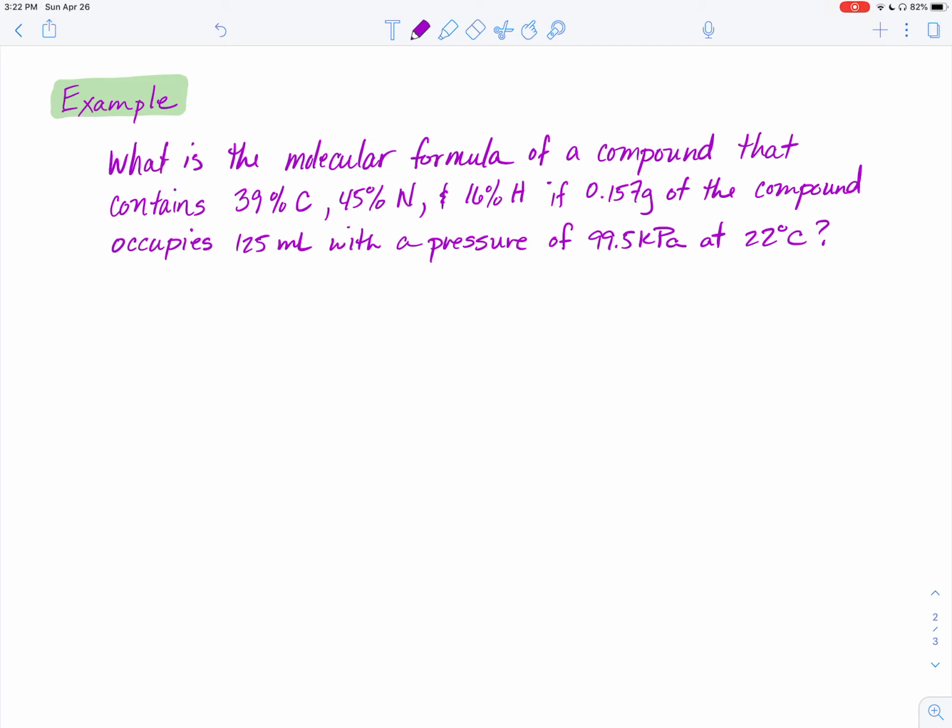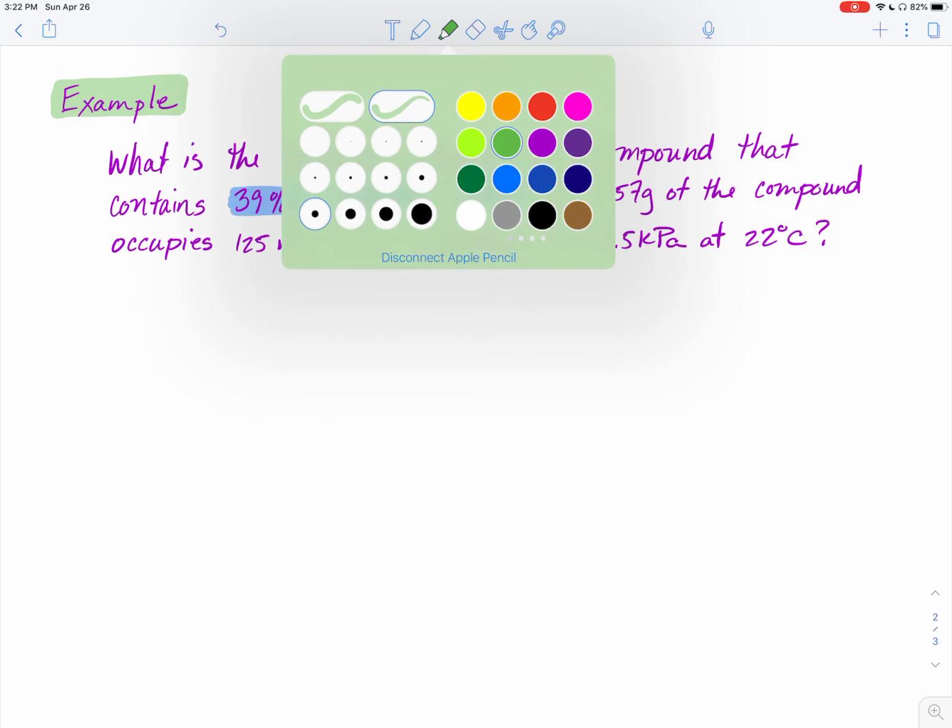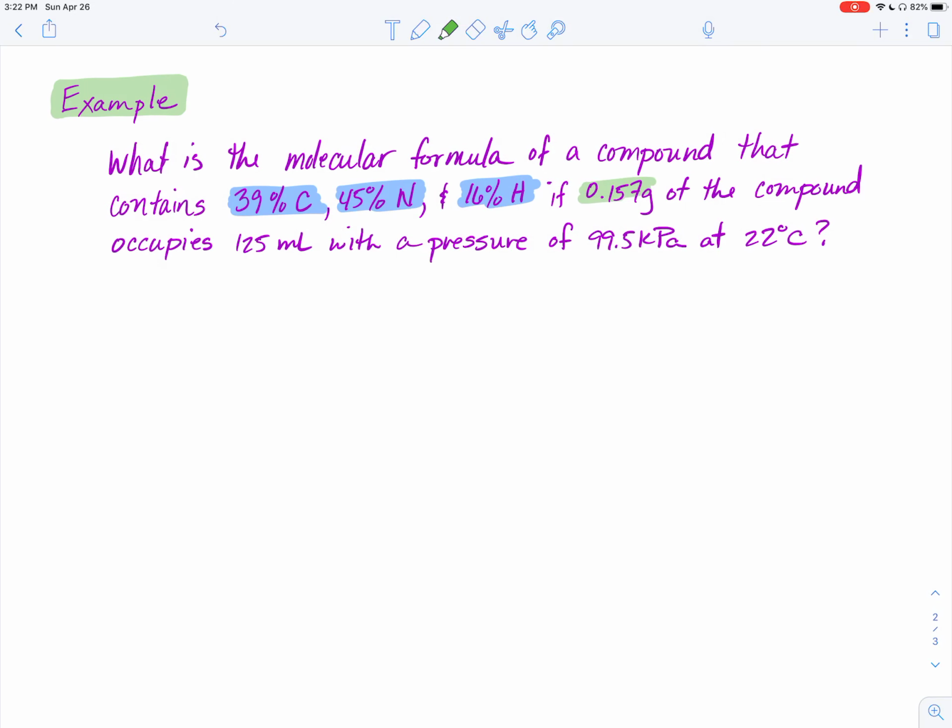It says, what is the molecular formula of a compound that contains 39% carbon, 45% nitrogen, and 16% hydrogen if it happens to contain 0.157 grams of a compound that occupies 125 milliliters with a pressure of 99.5 kilopascals at 22 degrees C.